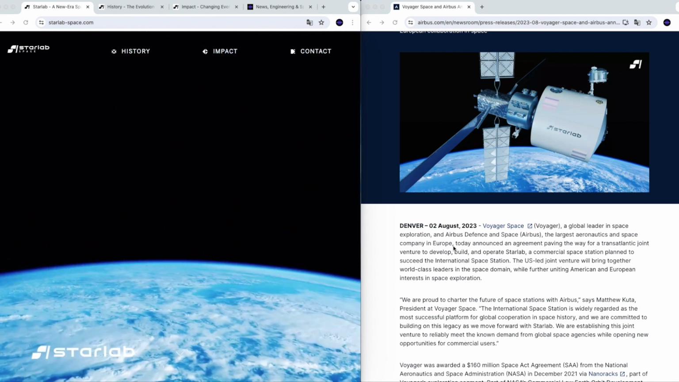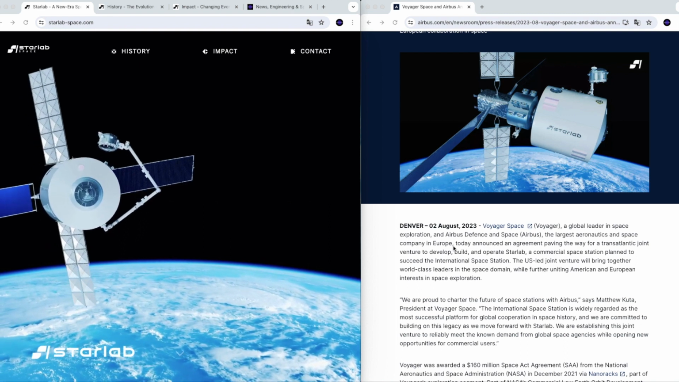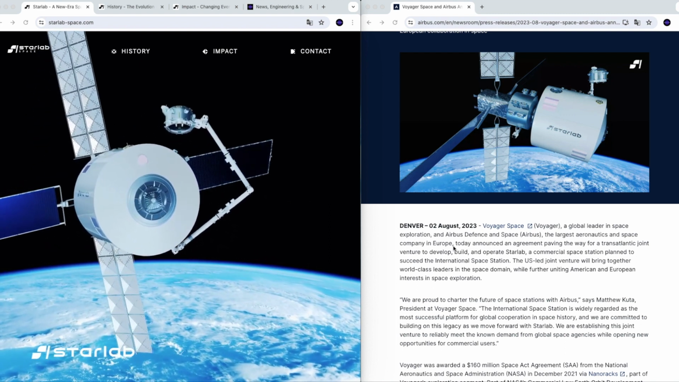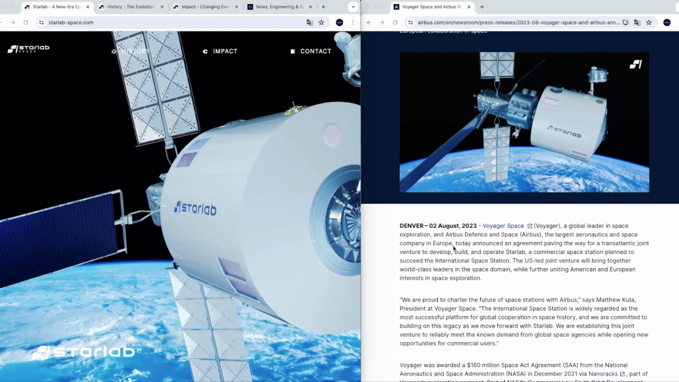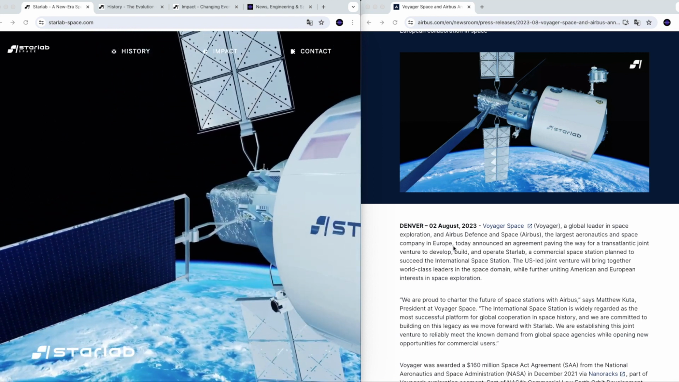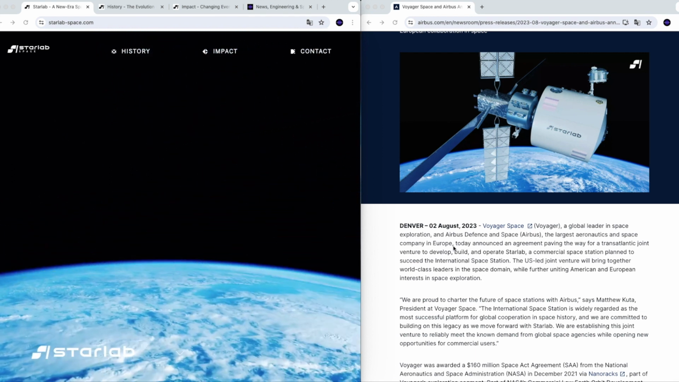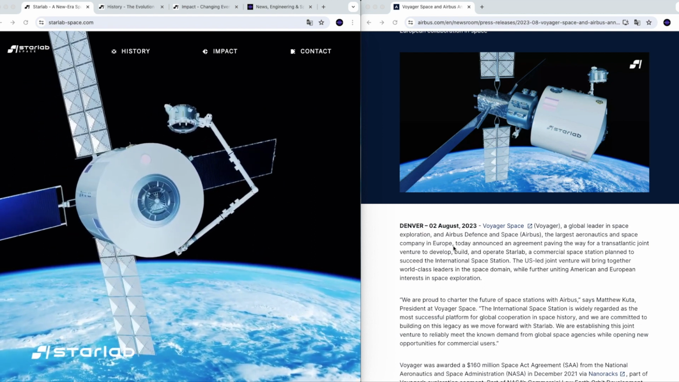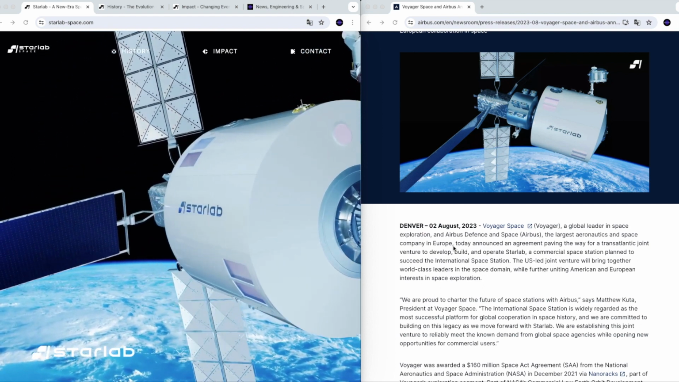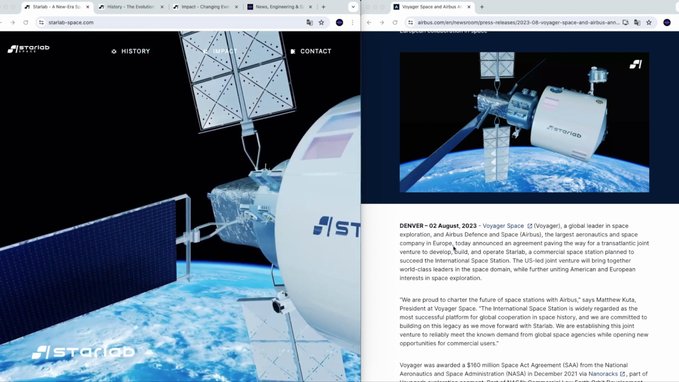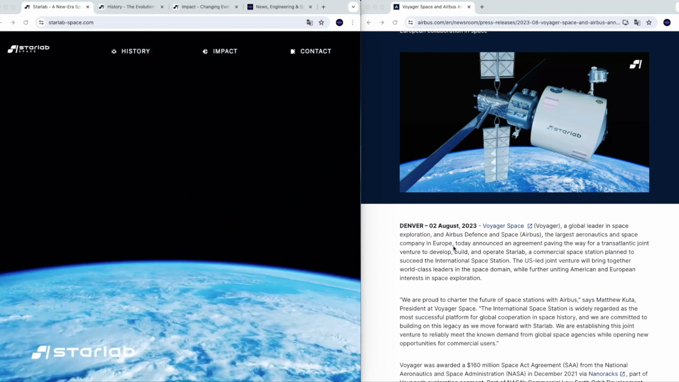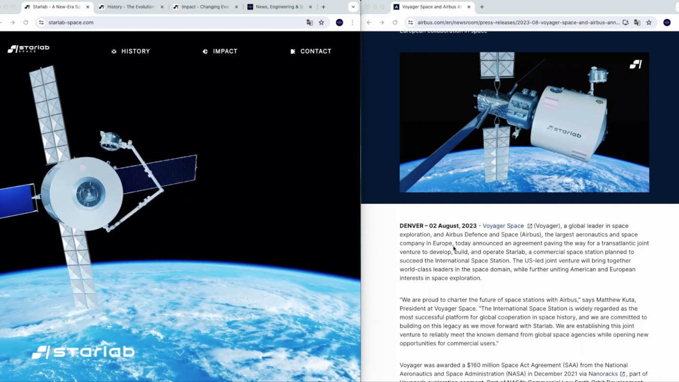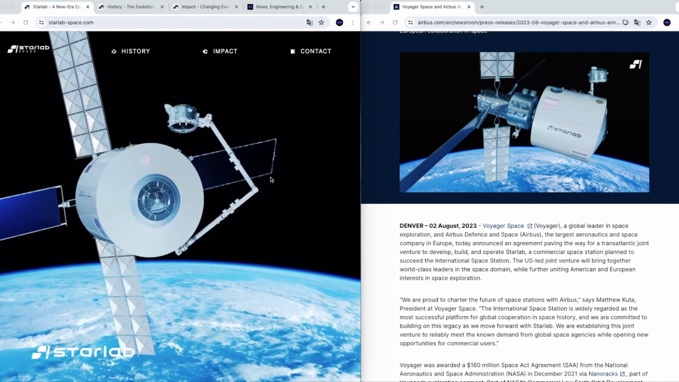And the focus is, okay, when we decommission the International Space Station in something like 5 to 6 years, we will give you an alternative. This alternative is Starlab. Another important thing is the modularity of the station, because it can be interconnected with other modules, which again can be launched in a single launch, again with the Starship.